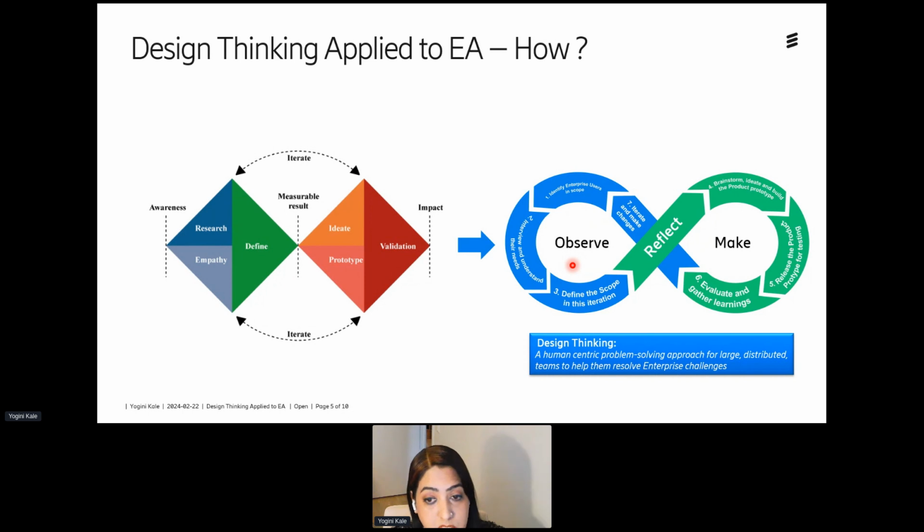It could be your business stakeholders, customers, to make sure that it is aligned with their expectations. And what is most important is you continuously reflect on your journey in these iterations and correct your direction based on the inputs or the feedback that you receive during each iteration.